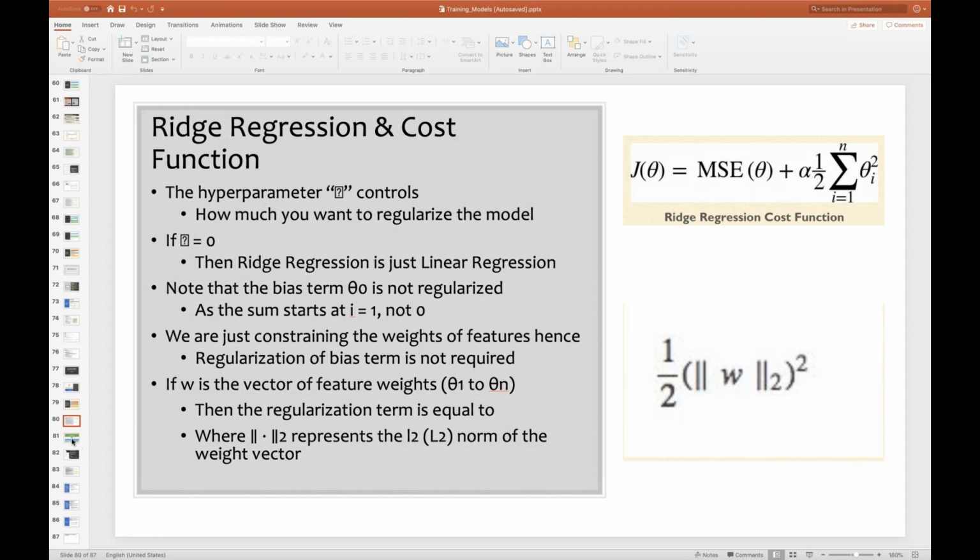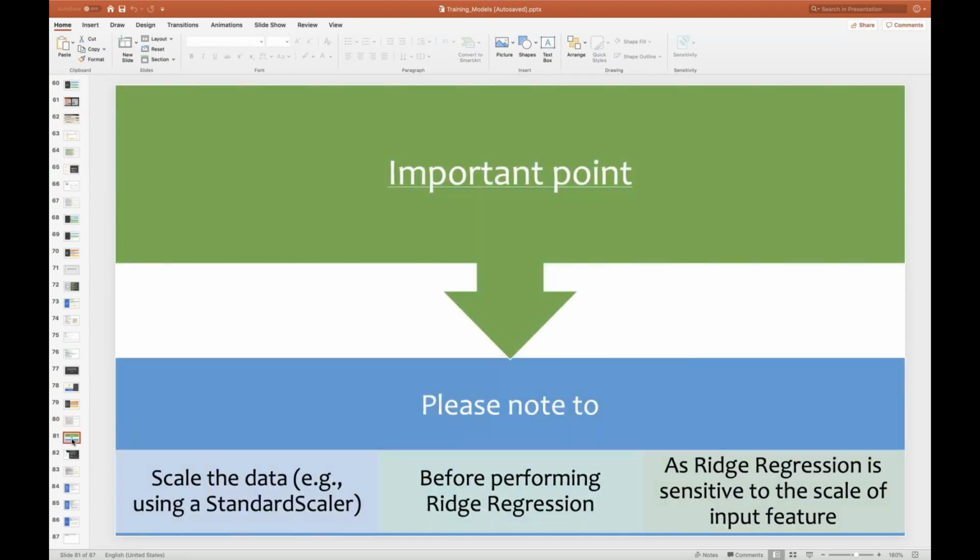Okay, cool. Now let's get to the next one. What is the important point here? All this while, when you're talking about ridge regression, regularization, normalization, cost function, learning curve, what do you understand? Scale the data. Use the standard scaler before performing ridge regression, as ridge regression is sensitive to the scale of input features. This is a very important point.